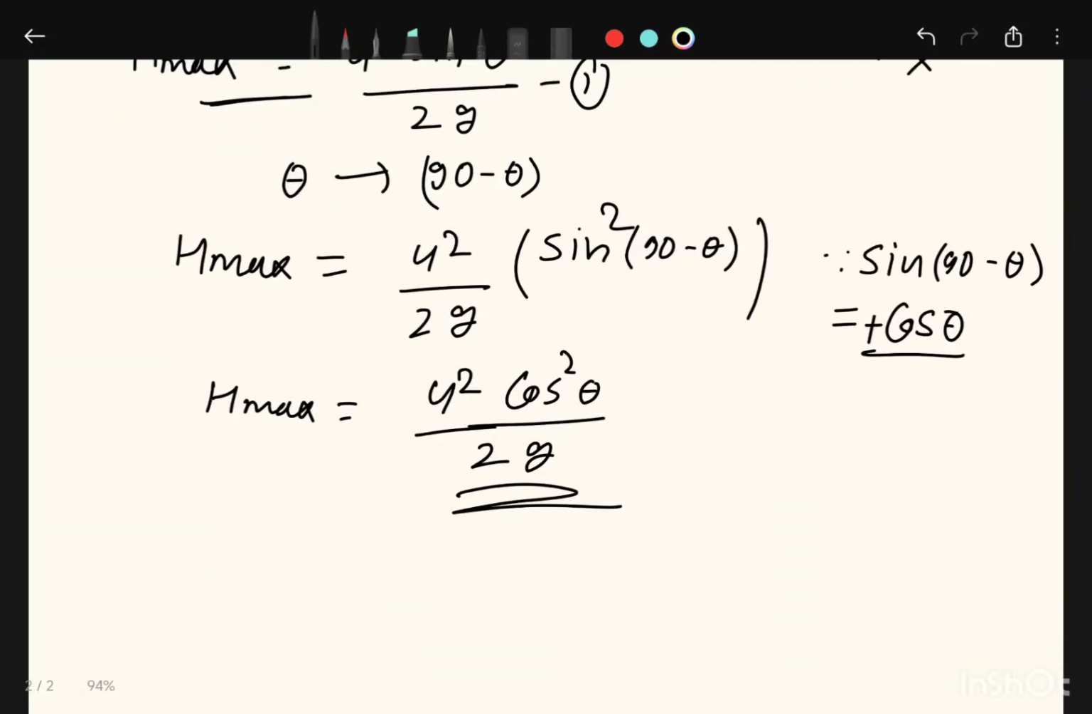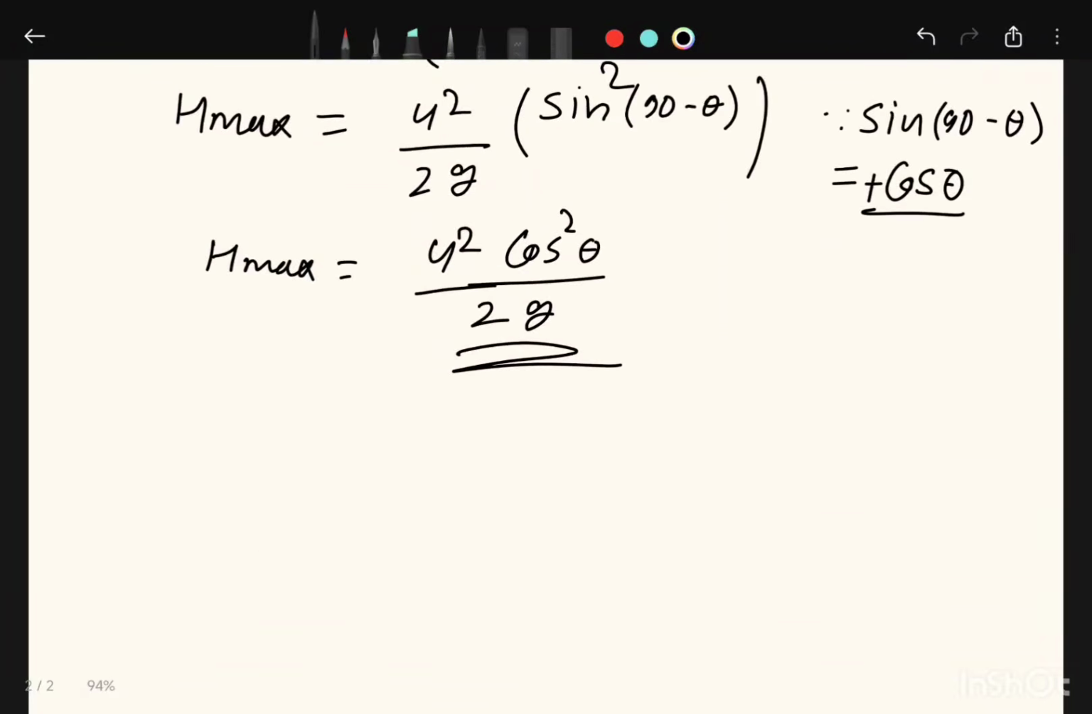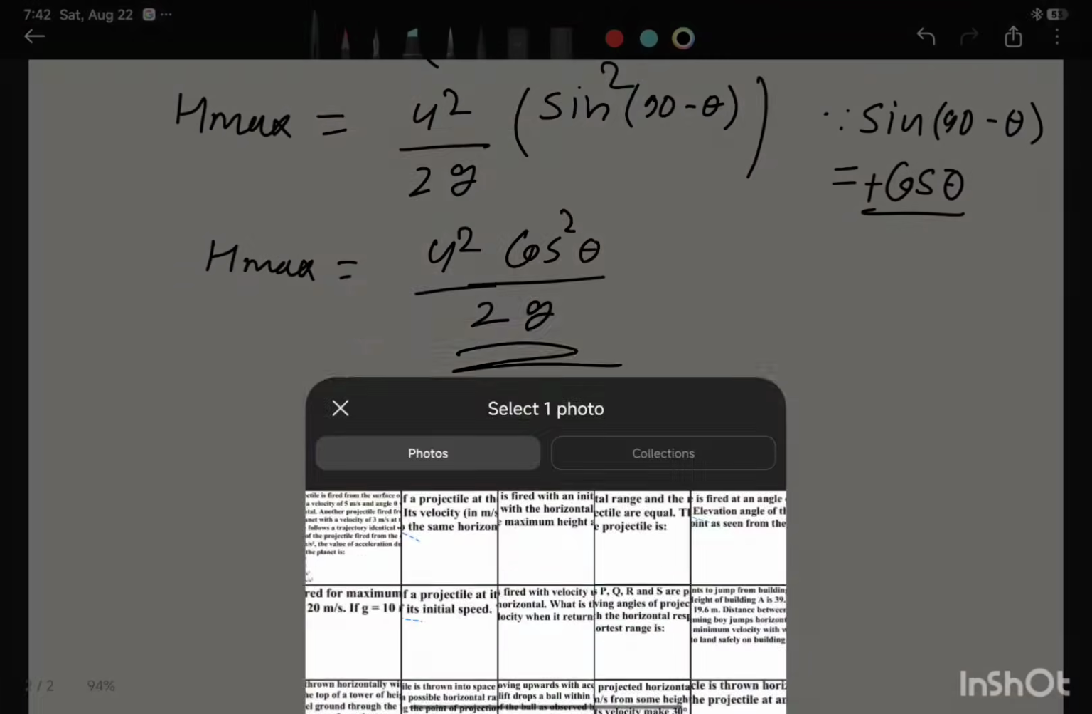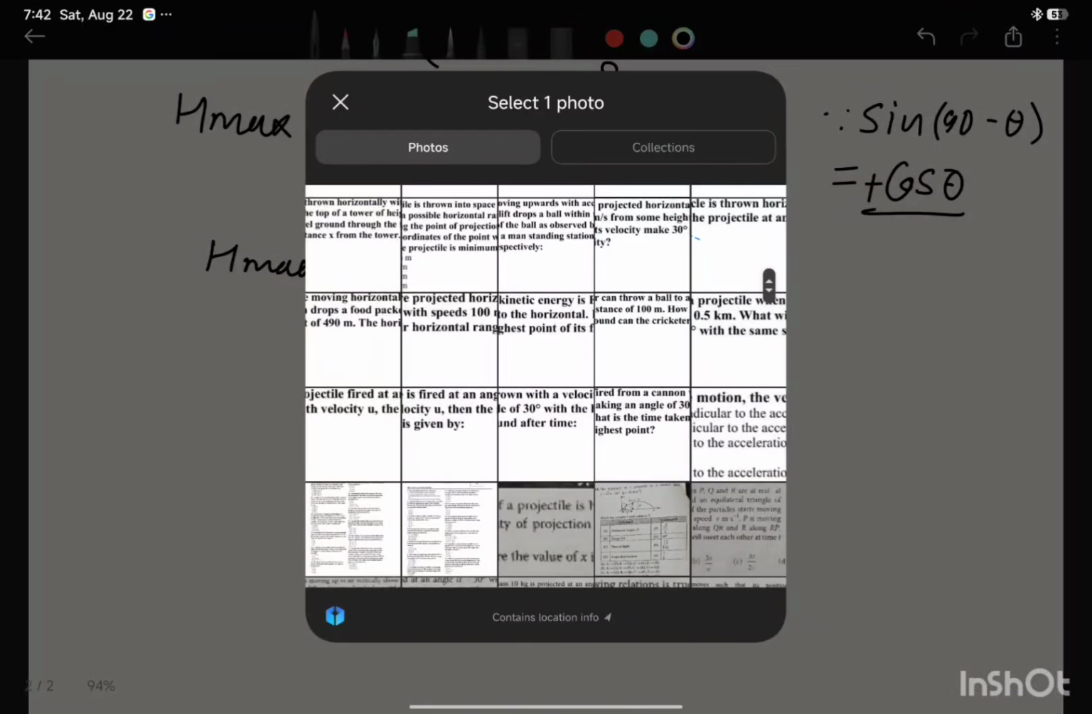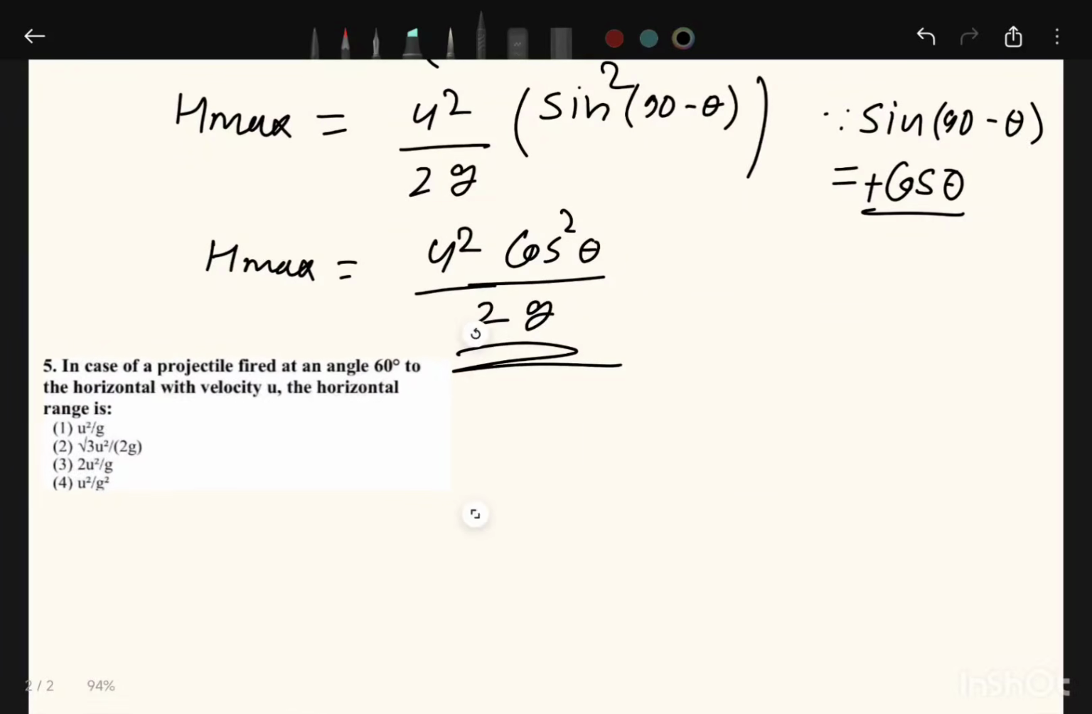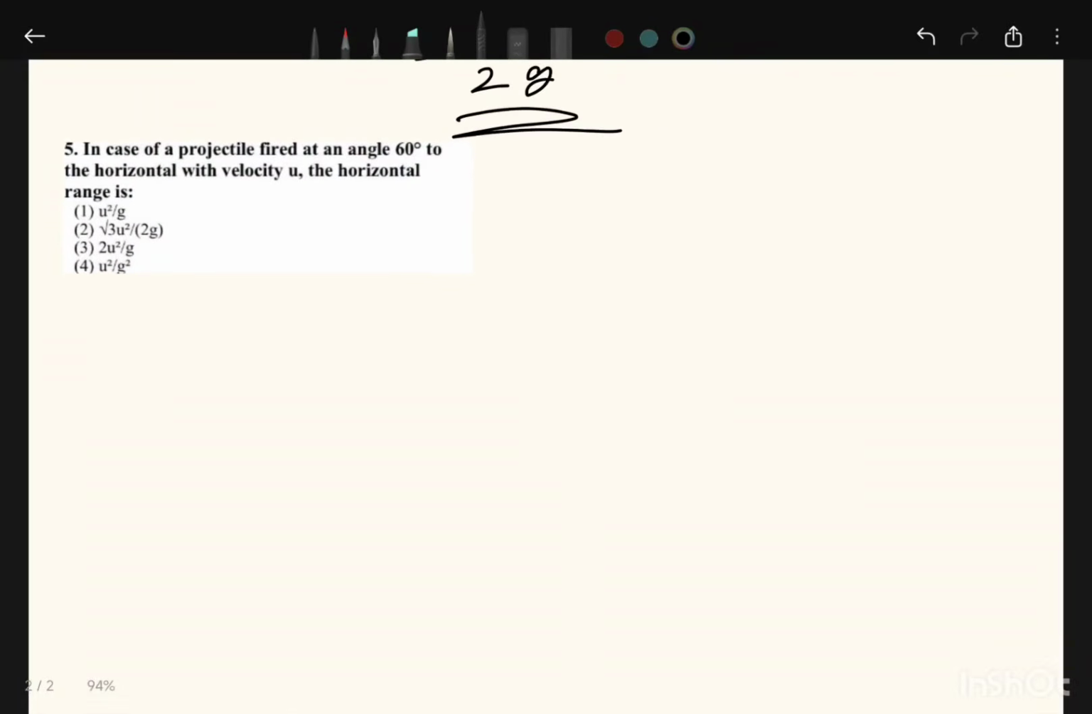I hope you guys are understanding all the questions. Okay, let me move ahead to problem number 5. So yeah, now you see, in case of a projectile fired at an angle 60 degree to the horizontal with the velocity u, the horizontal range is, okay, I don't think it's a very difficult problem. It's a very easy problem. So you don't have to waste so much time on these kinds of questions.